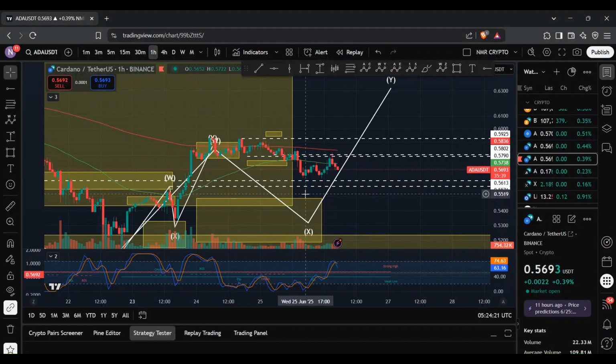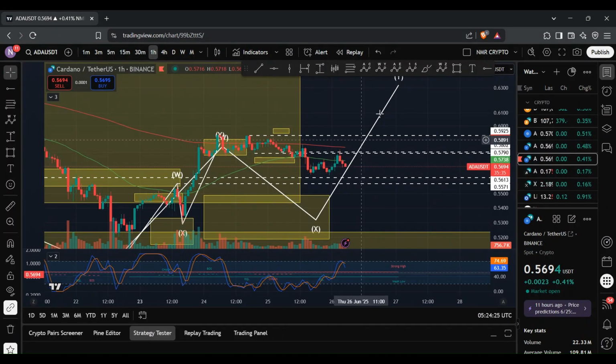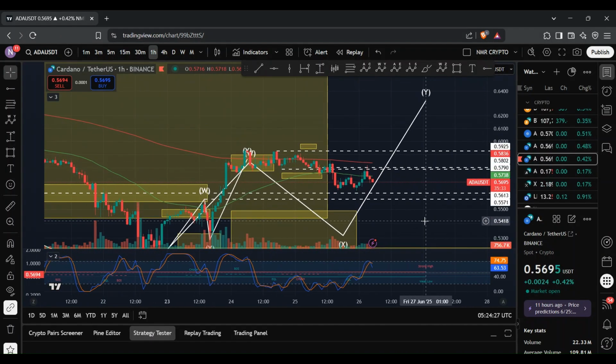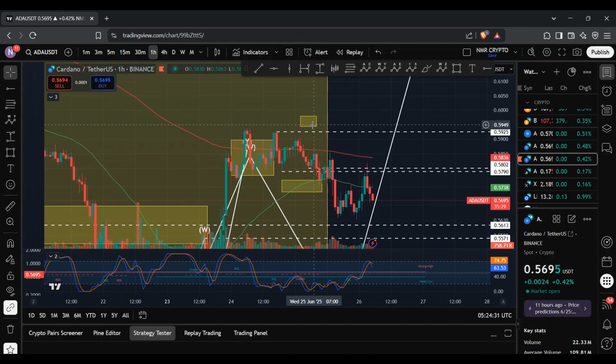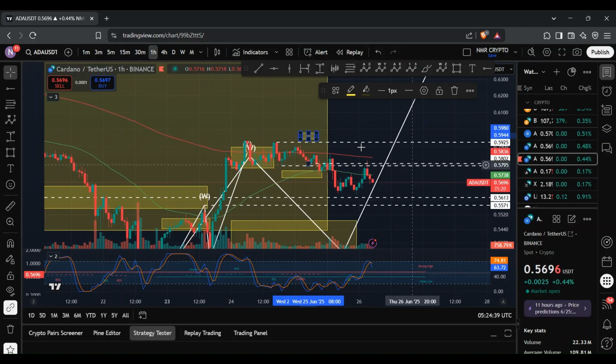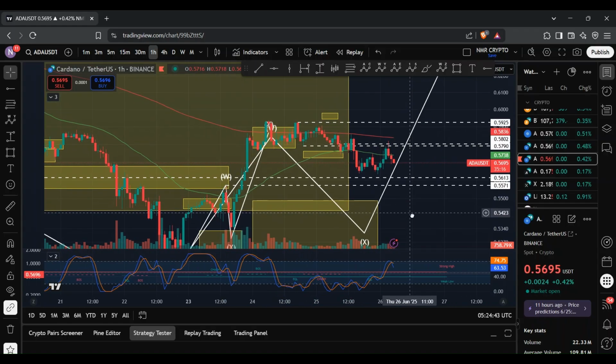So we've seen a move to the downside on Cardano ADA, and as you guys know, I have been tracking a WXY structure where I mentioned in my previous video how I was looking at two key targets, with one of them being this one between 59.44 cents to 59.8 cents. And I talked about how we could potentially see a final push to the upside before we see that drop to the downside, where we then potentially tap into this region here.